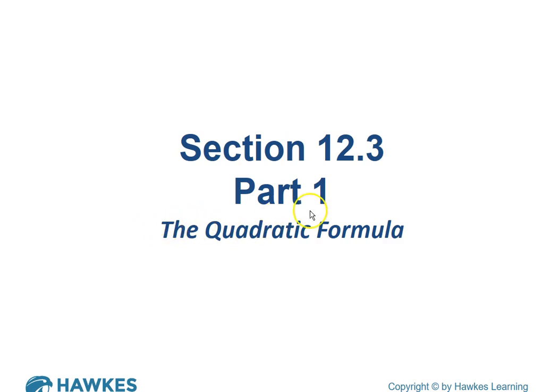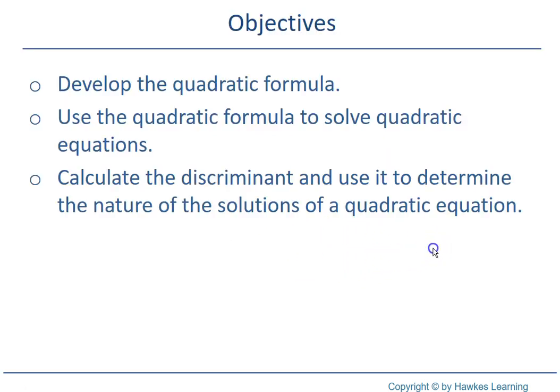As we start now, section 3 of chapter 12, we're going to do this in two parts. The first part will be the quadratic formula, these two, and then we will have a separate part, part 2, for the discriminant, and we'll define that when we get to it.